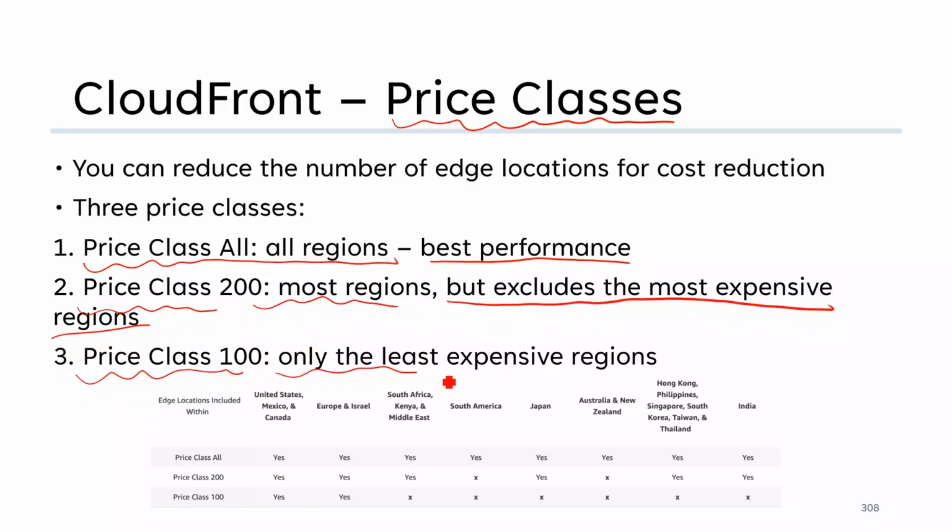Only the least expensive regions are selected. So you can just see a particular table over here. In price class all, basically all of those locations are selected. In price class 200, Australia and New Zealand is unselected, and South America is also unselected, but you have all these locations other than that. And in price class 100, you basically only get Europe, some Middle East countries, and some of Mexico and Canada, right? And other things are crossed. Cool.